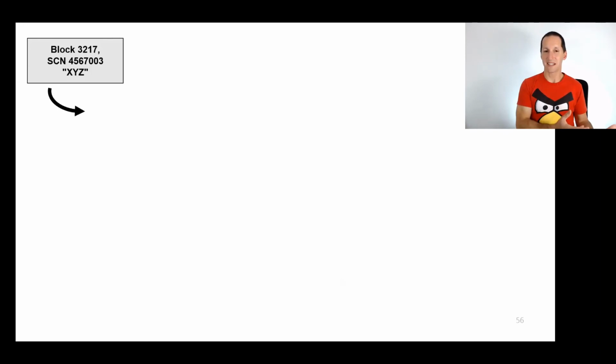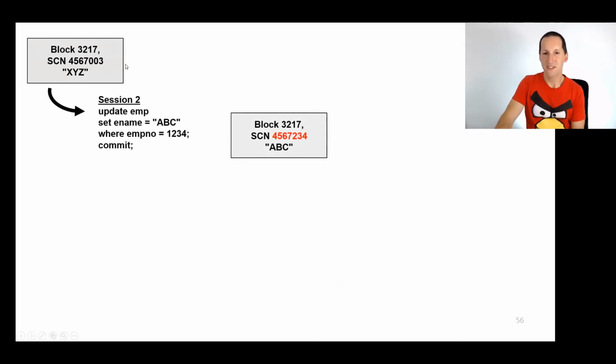So let's walk through that query example in sort of block speak now to see what's going on. So block 3217 had the SCN of 456003. And in fact, the only thing to remember here is the last 3 digits of our SCN. That's the rest I left unchanged. Session 2 came along and said, yep, I need to update the employee table. And so what do we do? We move along the SCN number because we've moved along that block in terms of its time. So that update says, yep, take block 3217, change XYZ to ABC because that's what the update statement says. Give it a new SCN number, 4567234.